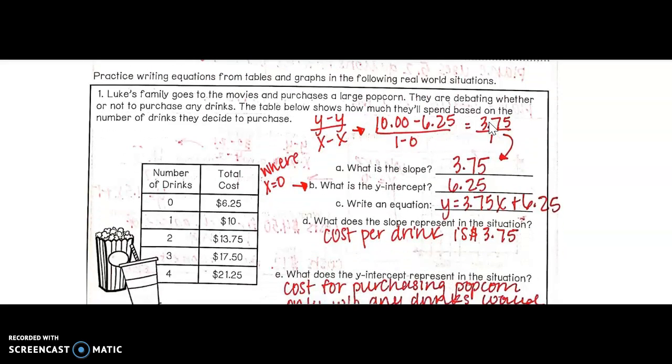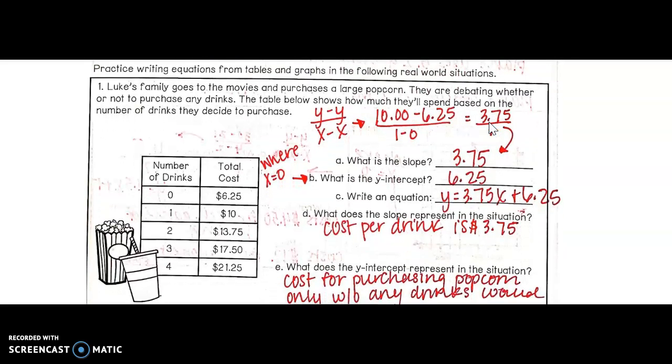Okay, so for number 1, Luke's family goes to the movies and purchases a large popcorn. They are debating whether or not to purchase any drinks. The table below shows how much they will spend based on the number of drinks they decide to purchase. So if they get no drinks, it'll cost them $6.25. That is just for the popcorn, okay? But then if they buy one drink, it'll be $10. 2 drinks, $13.75, and so on.